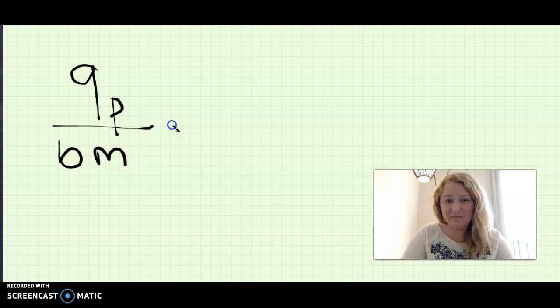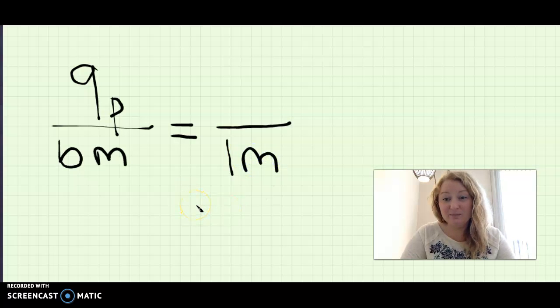So remember, that means I need to have a denominator of 1. So I'm going to make a proportion here. And if he can paint 9 planks in 6 minutes, I want to see how many planks he could paint in 1 minute. Remember, you have 2 strategies here. You can think about, how do you get from 6 to 1?